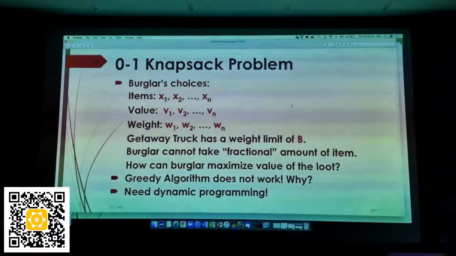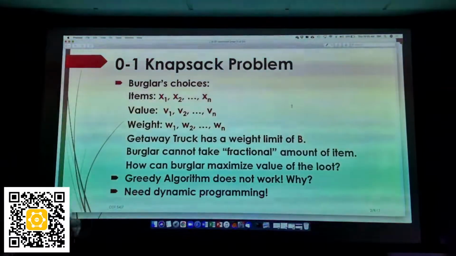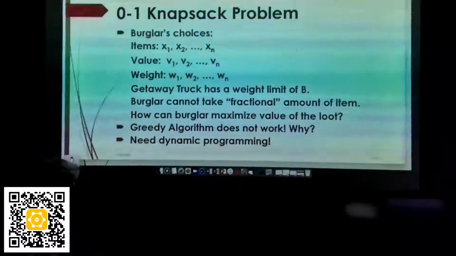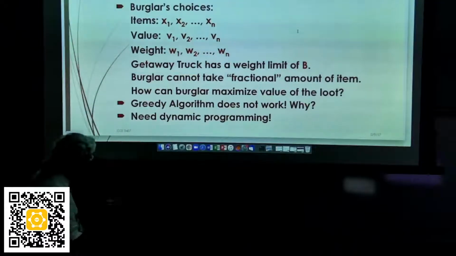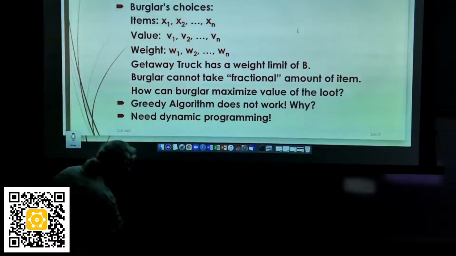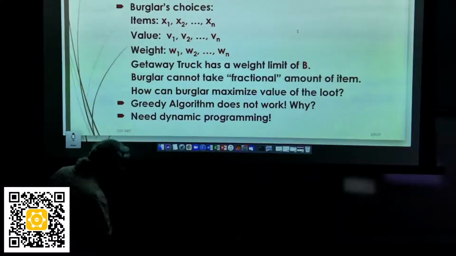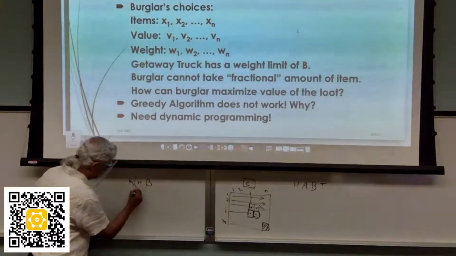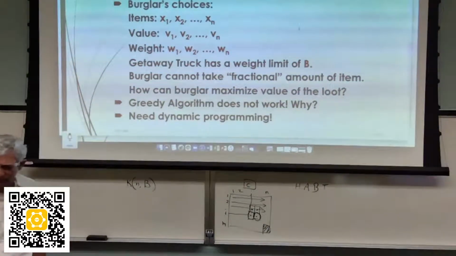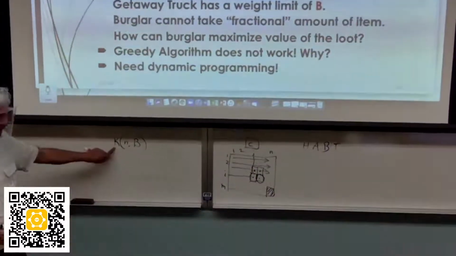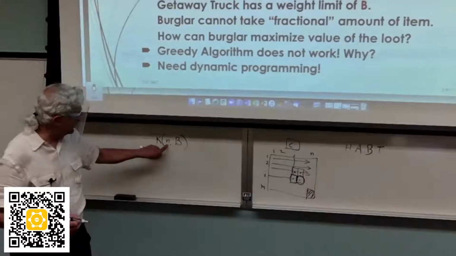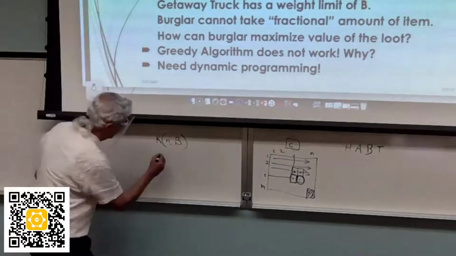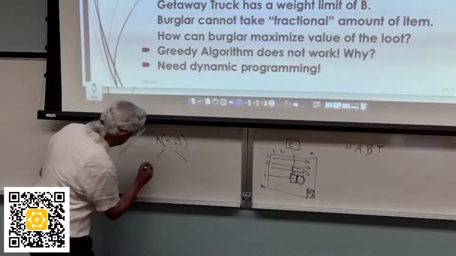So therefore, what we get is a recursive solution that looks something like this. It says that if I have weight limit of b, and if I have n items to choose from, so let's call this k of n comma b. So I want to solve the knapsack problem with n items and with a weight limit of b. Then it turns out that there are two cases.